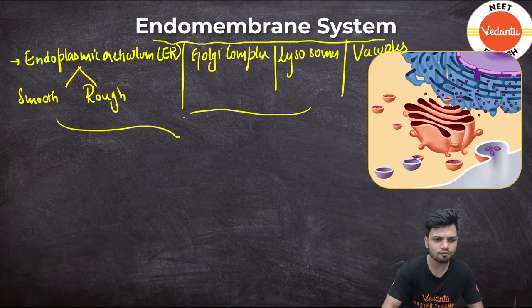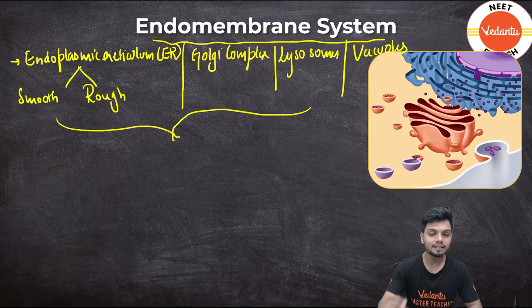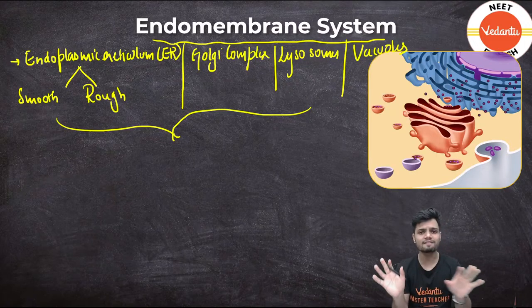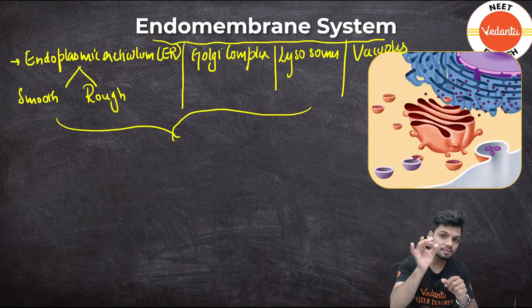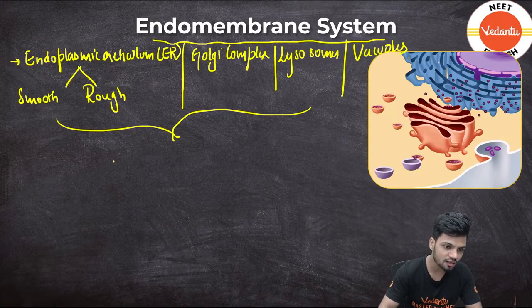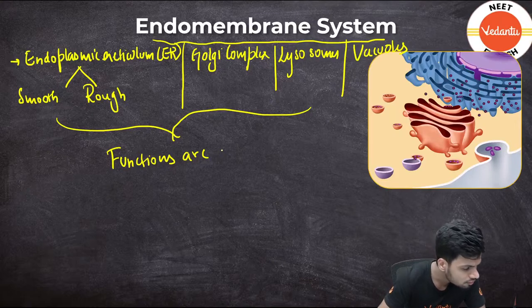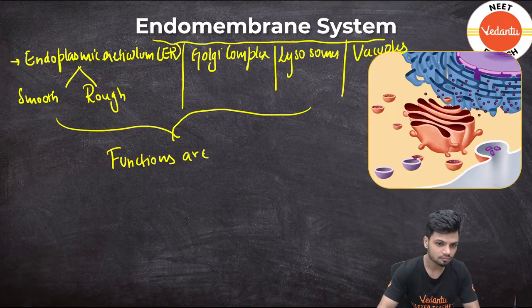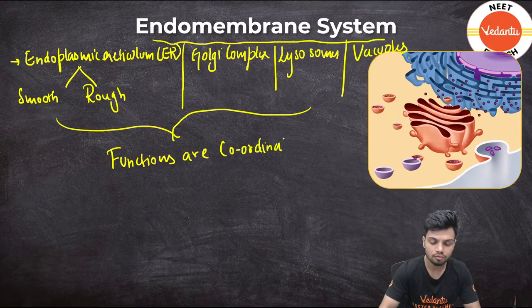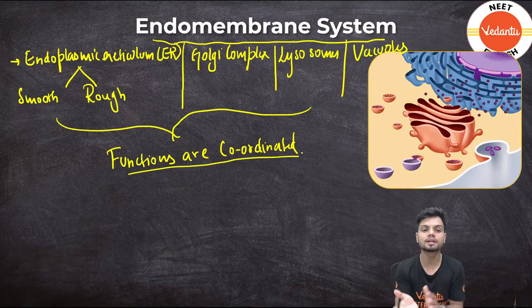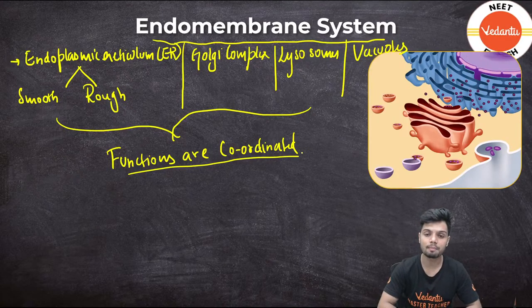Now, why do we call them endomembrane? The reason we call the endoplasmic reticulum, Golgi complex, lysosomes and vacuoles the endomembrane system is because their functions are coordinated. Every single function here is coordinated between the different organelles. That is why they're called the endomembrane system.